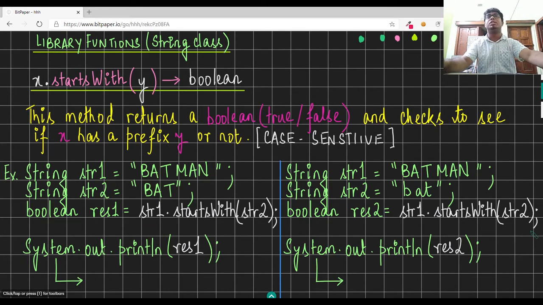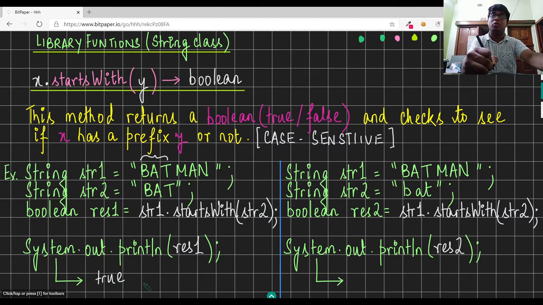Now, this function is used to check whether x starts with a prefix y. All right. So this is how it's called. x dot startsWith y, two strings, and it returns a Boolean type. So here I have two examples. It is best explained with the help of an example. The first string is Batman, and the second string is bat. Now, Batman has a prefix bat. Therefore, str1 dot startsWith str2 would give you true.